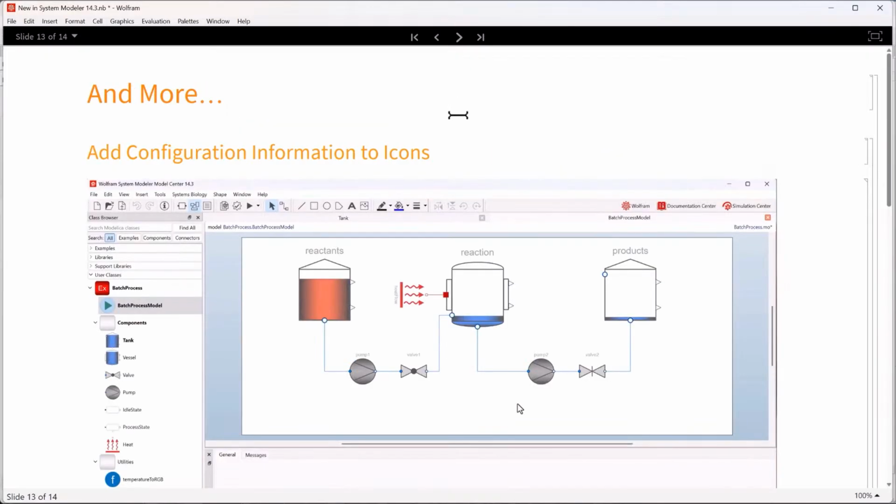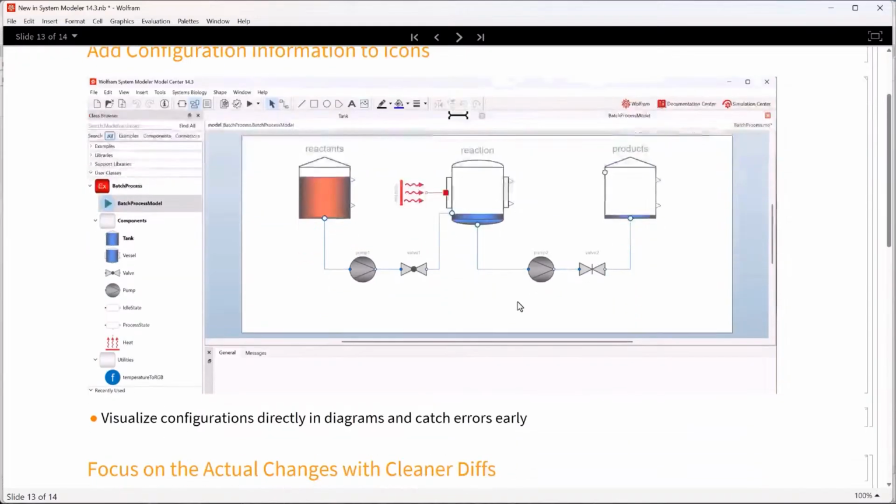So, beyond the three challenges, System Modeler 14.3 also includes some smaller but very practical improvements. One improvement is that you can modify an icon based on the parameter values. For example, in this process plant model, the color of the tank depends on the temperature of the fluid. That means you can see configurations at a glance and spot errors directly in the diagram without digging into the code.